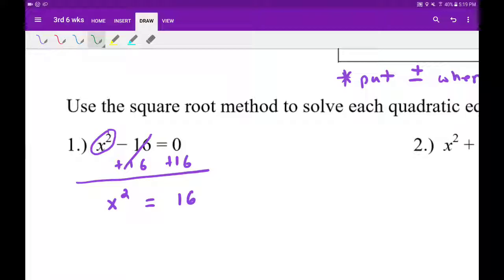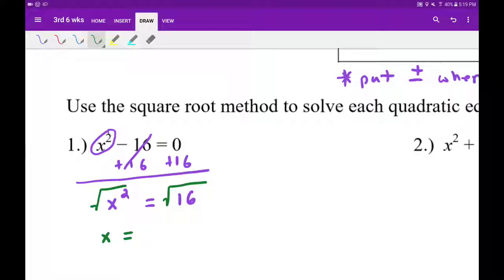Okay, next thing I do now that the x squared is isolated, we're going to square root each side. Okay, and when I do that, I get x. So the square root of x squared, since they're inverses, they cancel, leaving just the number, or in this case, our variable x.